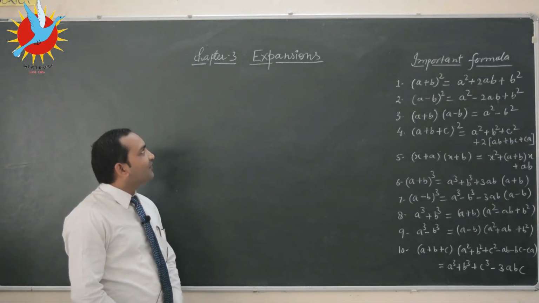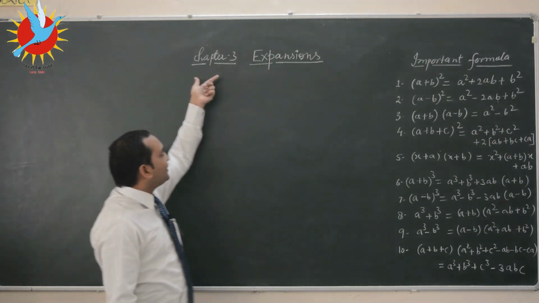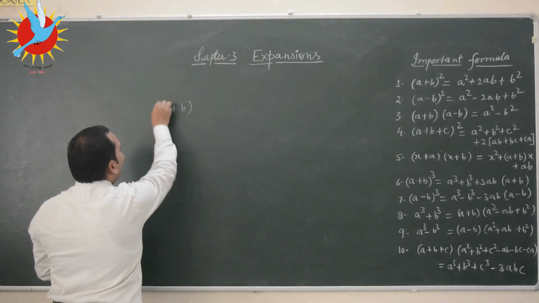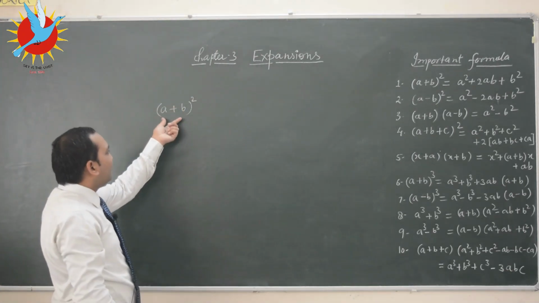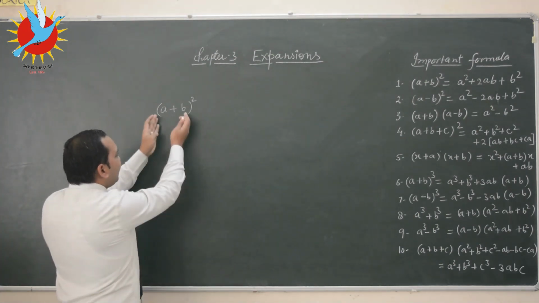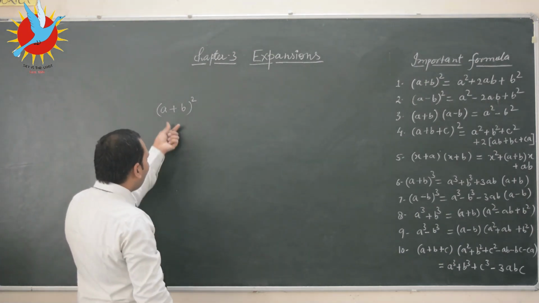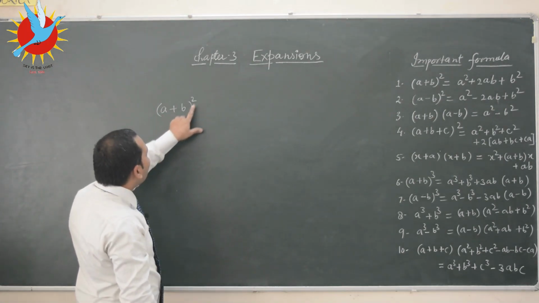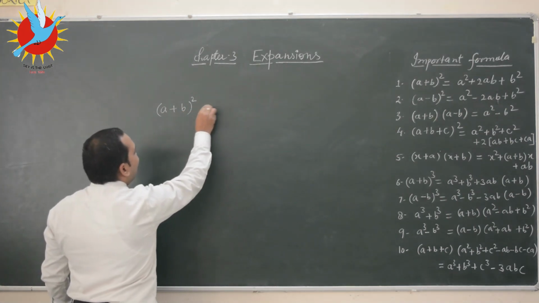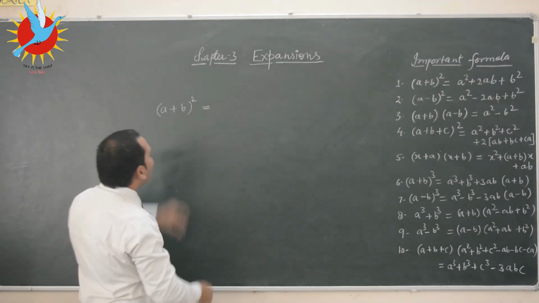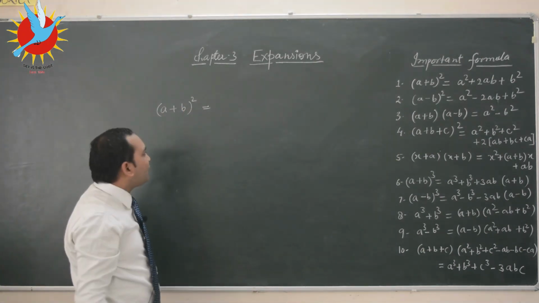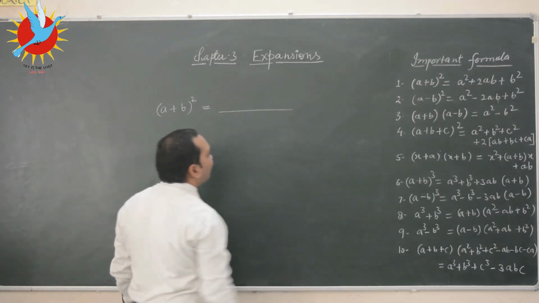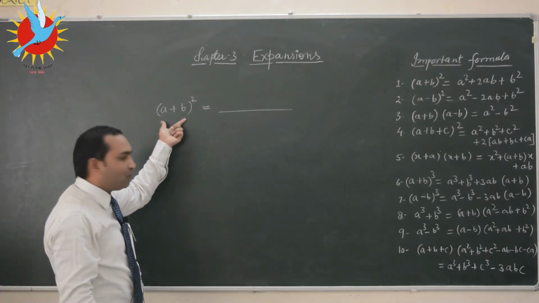Today we study expansions. This is chapter 3 of class 9, (a + b) whole square. So this is in short (a + b), and we expand this. What is the product of (a + b) whole square? (a + b) whole square is an algebraic expression, and when we multiply it by itself 2 times, this product is called the expansion of (a + b) whole square.